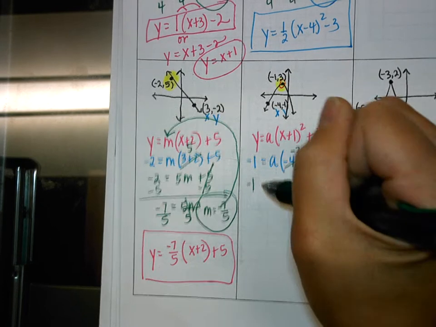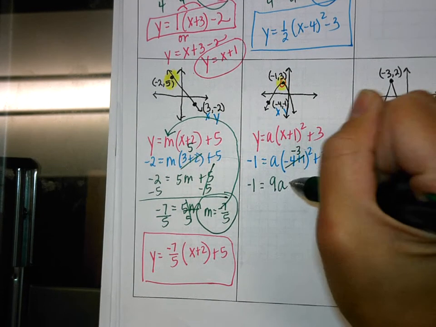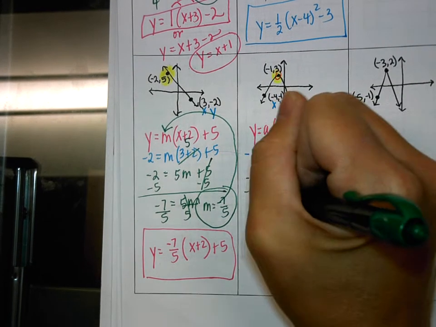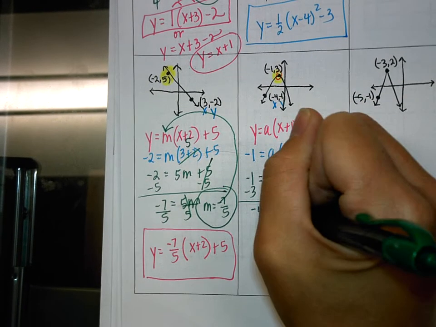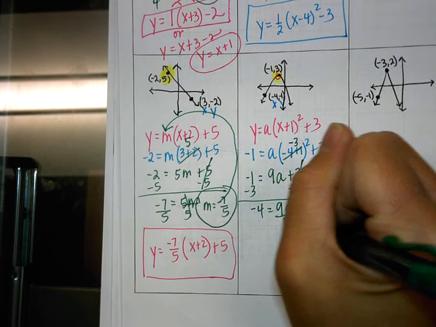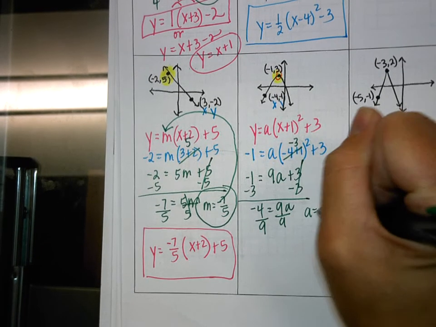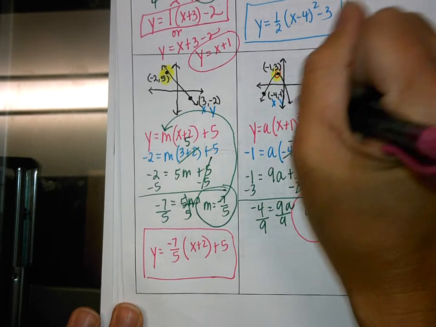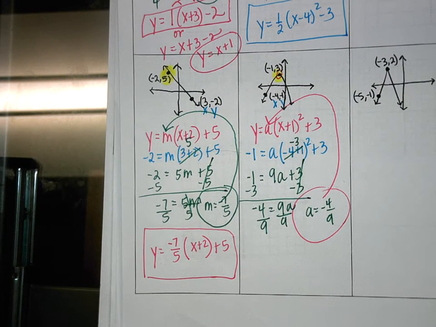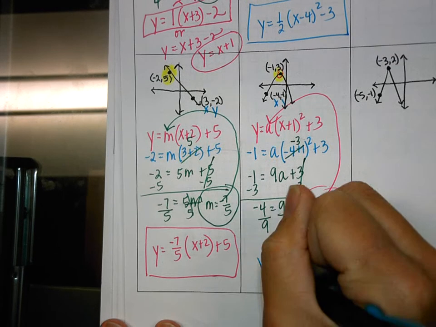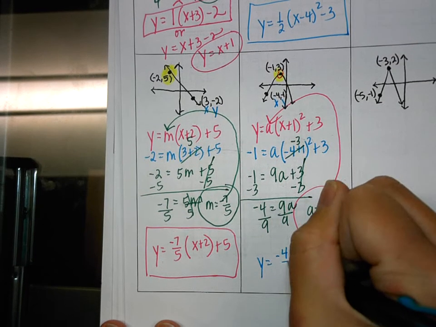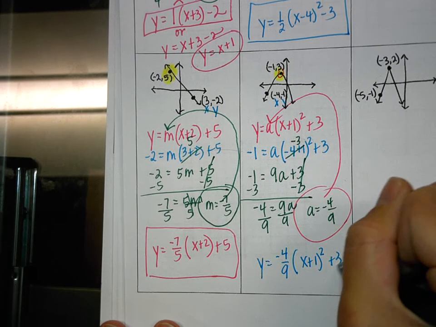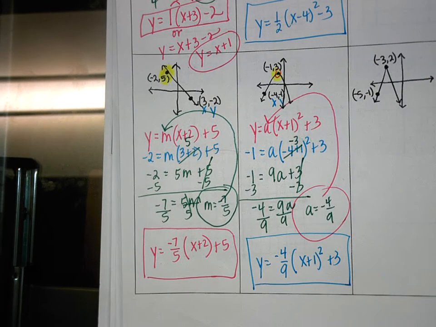So -1 equals 9a plus 3. To solve for a now, I would subtract 3 from both sides. -4 equals 9a. Divide by 9 on both sides, and a equals -4/9. Now that I have this information, I just plug it in for a into my equation. And we end up getting y equals -4/9 (x plus 1) squared plus 3. Any questions?